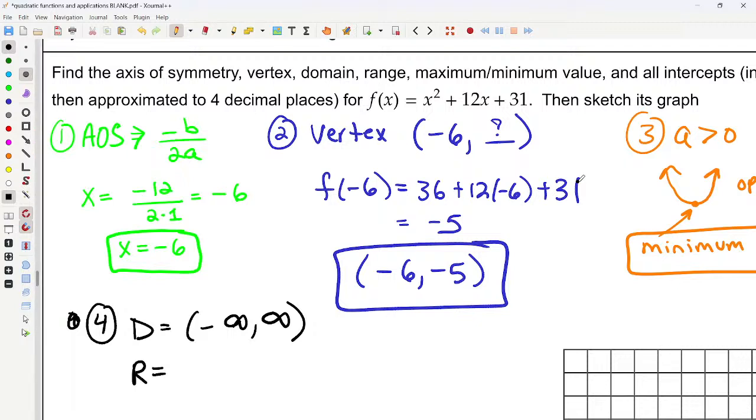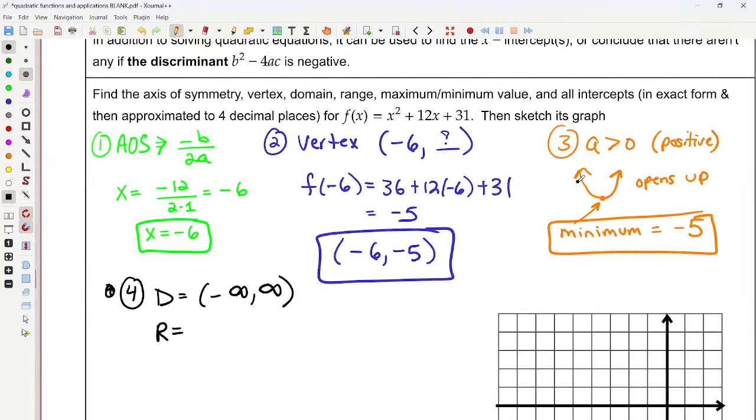The range is pretty much spelled out for us. The range is y values. This is the smallest, the minimum y value. There's nothing smaller. Your range is bracket -5 comma infinity. There can't be a smaller y value. There can be greater ones as high as you want to go, but there is no smaller y value.